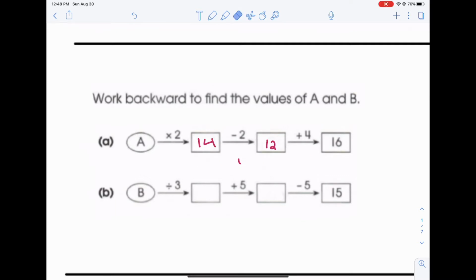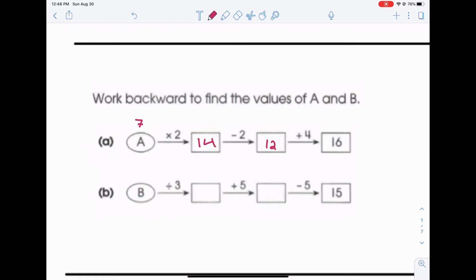So now for our final step where we're coming to A, we do the exact same thing. A was multiplied by 2 to get to 14. So now we think of a number that was multiplied by 2 to get 14, and that is just going to be 7. And what we did was we just divided by 2. So we just did the reverse of every little operation to get our answer, and that is how we worked backwards.